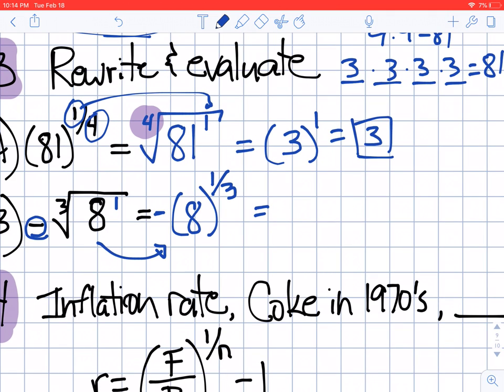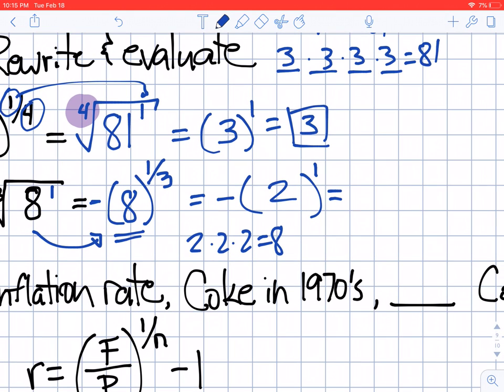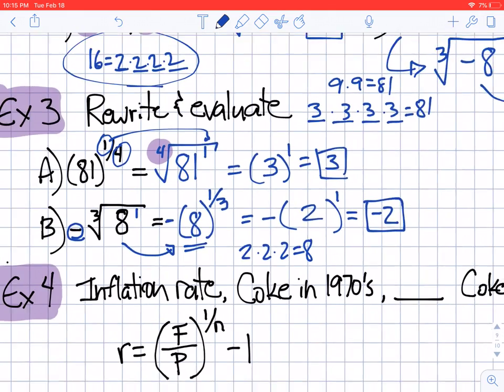Again, this is asking me what number times itself 3 times is 8. And hopefully you can see that that would be positive, pardon me, 2. Okay, 2 times 2 times 2 is 8. All right. Again, 2 to the first power is just 2. If I put a negative on it, then my answer will be negative 2.